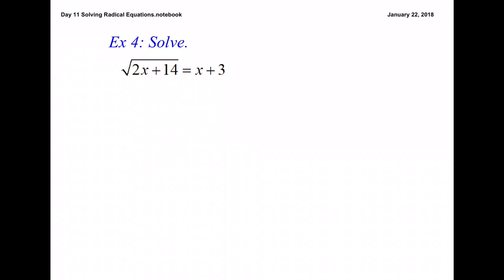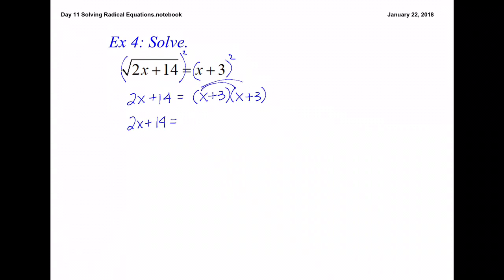The last example, number 4, to undo a square root, it's isolated. We square both sides, but be very careful when we have x plus 3 on the right-hand side of our equation. We want to distribute that out, so it means x plus 3 times x plus 3. 2x plus 14 remains the same for now. Distribute everything in your first parenthesis to your second, so you get x squared plus 3x.